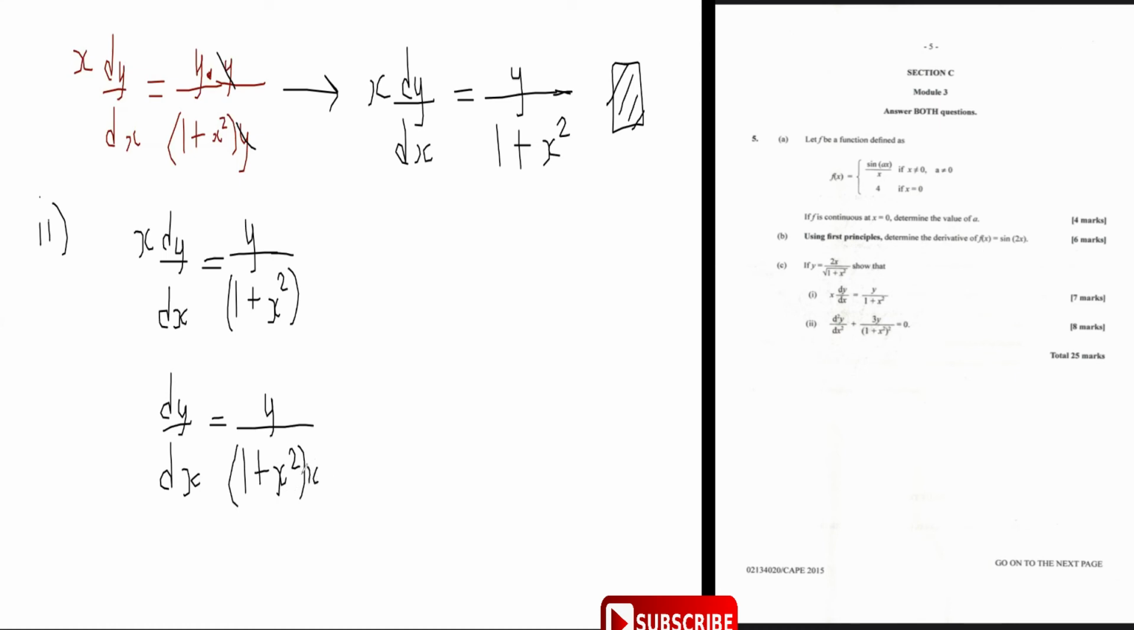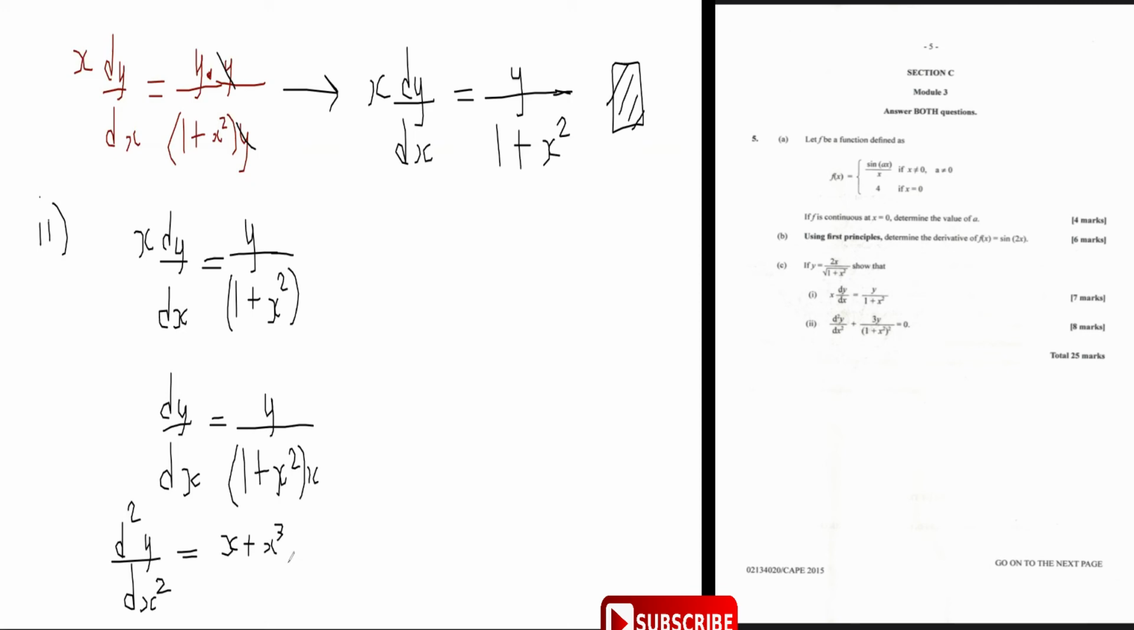So now from this, I can go ahead and find the second derivative. The second derivative, I'm going to use quotient rule. So d2y by dx squared is equal to, start with the bottom. So the bottom is 1 plus x squared times x. In reality, that is x plus x cubed.